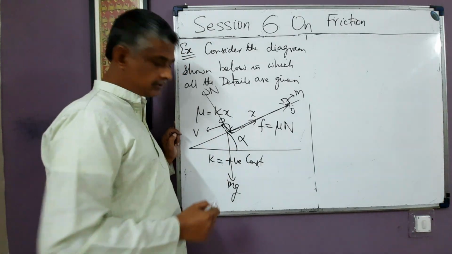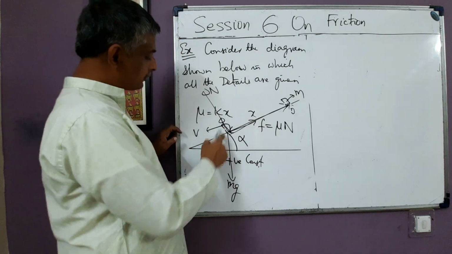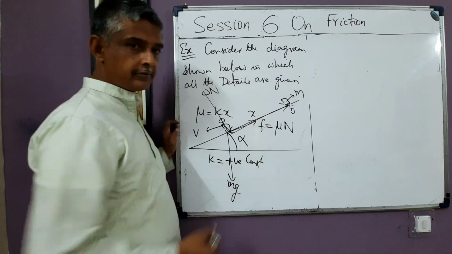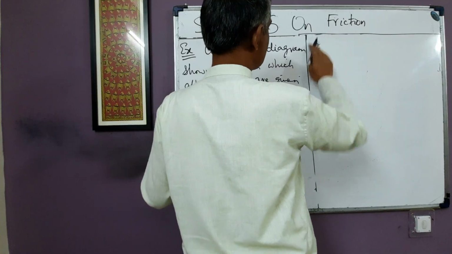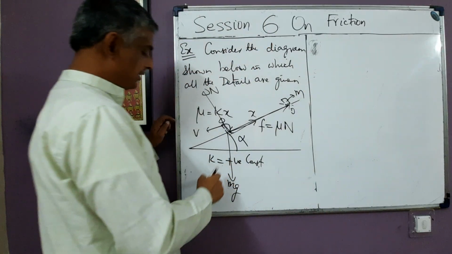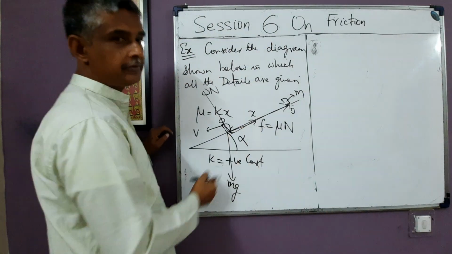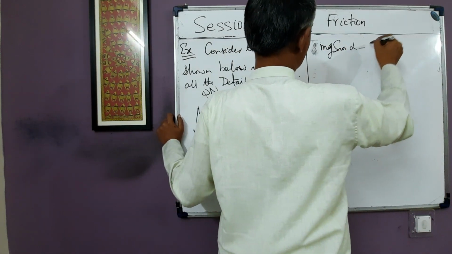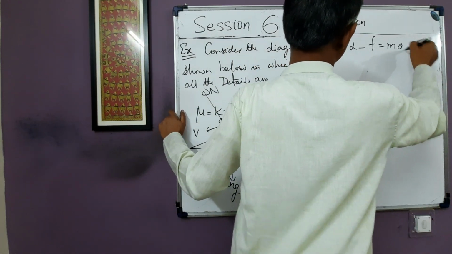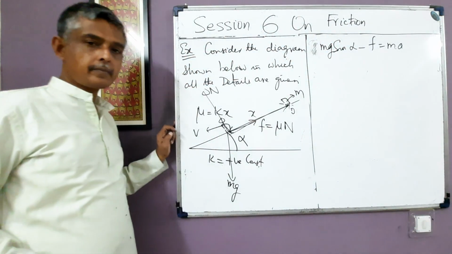Okay, fine. What I do, I apply Newton's second law to the block down the incline. Okay, let's say at this instant. The net force on the block down the incline is mg sin alpha minus F. That is equal to mass times acceleration a.